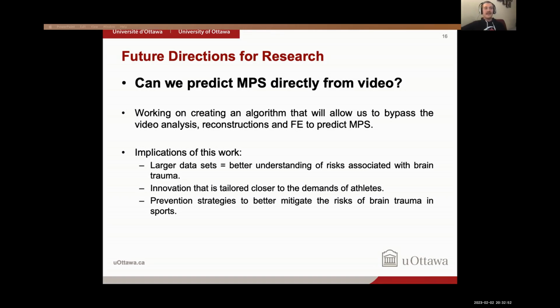We can actually innovate technology that's tailored to the demands of athletes. So we do a lot of work with CCM, and we actually help them innovate with their technology. And then prevention strategies to better mitigate the risks of brain trauma in sports. So how are the rules affecting the brain trauma right now, and what can we do to improve it in the future?